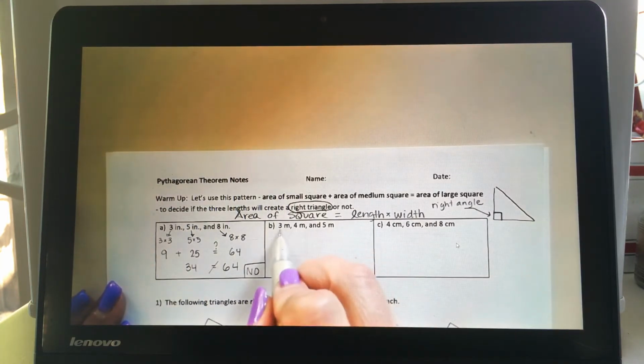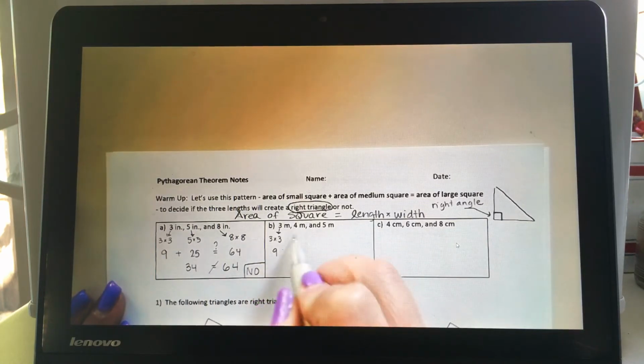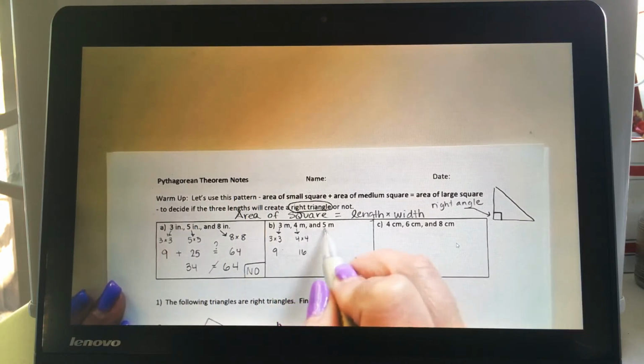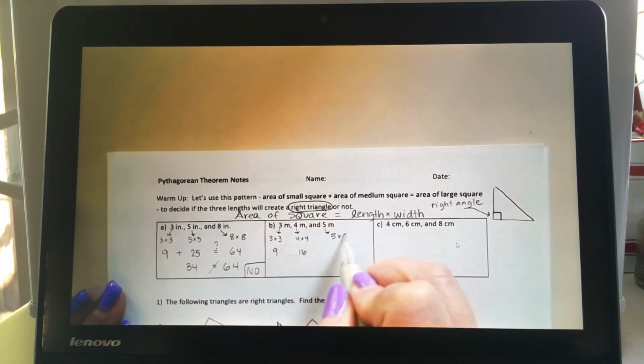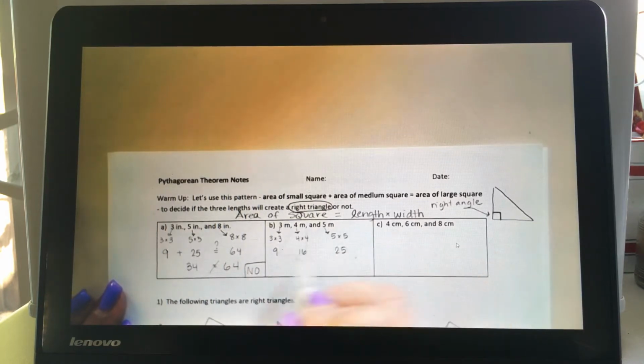Let's check the next one. So 3 times 3, again, length times width is 9. 4 times 4, length times width, that's 16. 5 times 5, the length times width, that's 25. So if we add the small square and the medium square, does that give us the same amount of space as the larger square? 9 plus 16 is 25. So in this case, absolutely, it does. This does give us a right triangle. So again, we're looking for these yes/no answers.